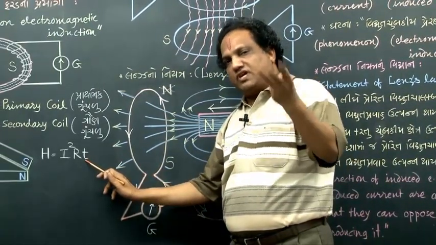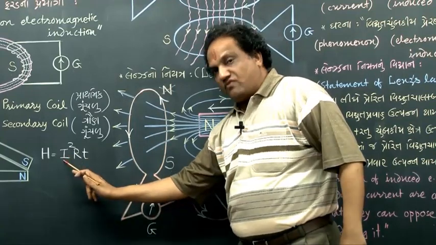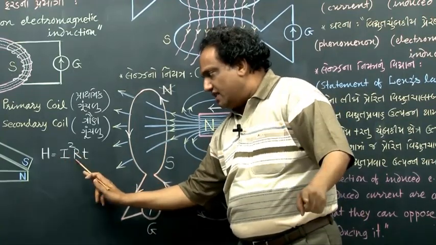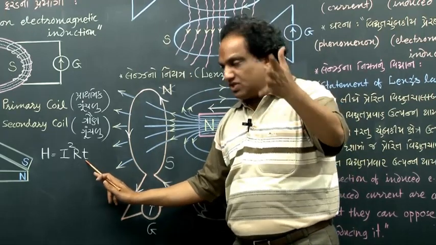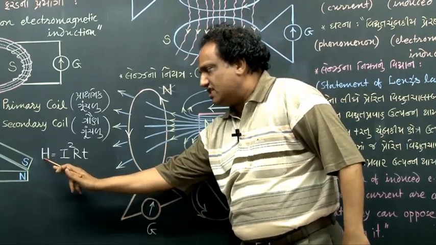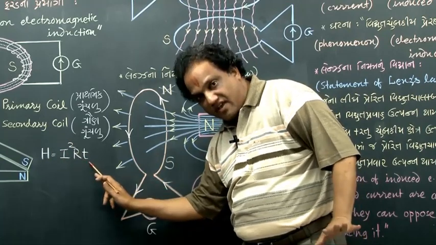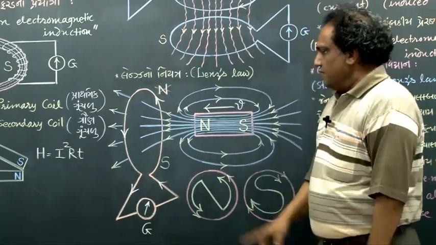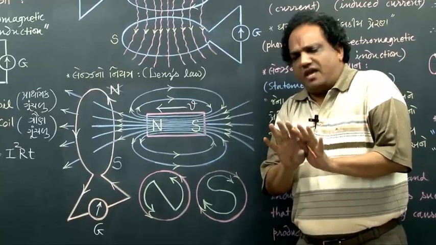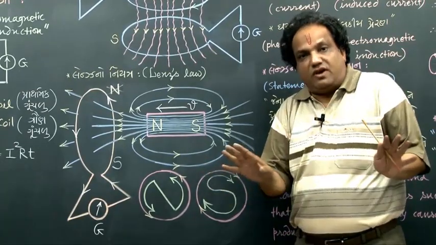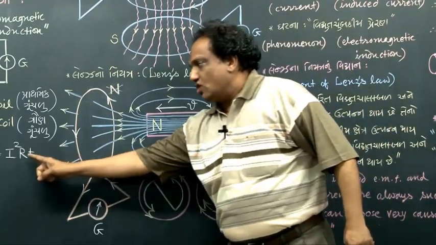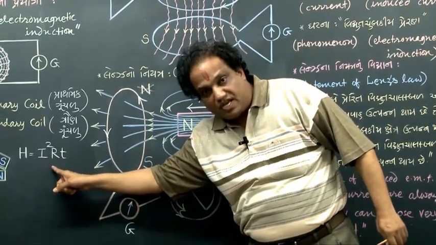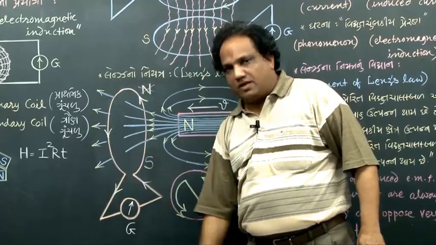Then you know from third semester, if I amount of current passes through R resistance for T time, then the amount of joules of heat produced in that resistance will be H equals I squared R T. Fine. Now tell me, here we have not done anything. We have not done any work. We have not spent any energy, and yet you are having production of such an amount of heat energy. Now tell me, is it possible?